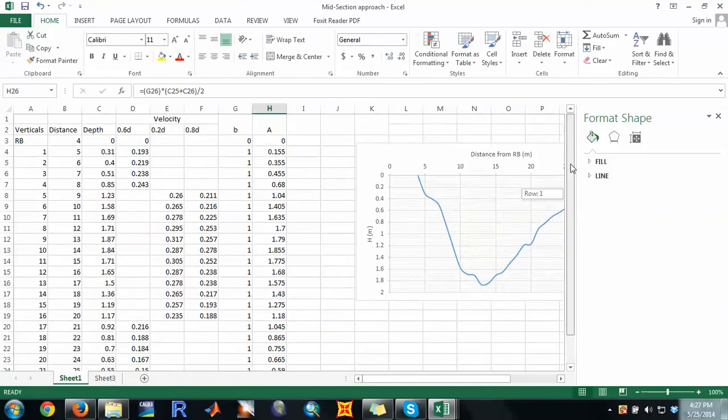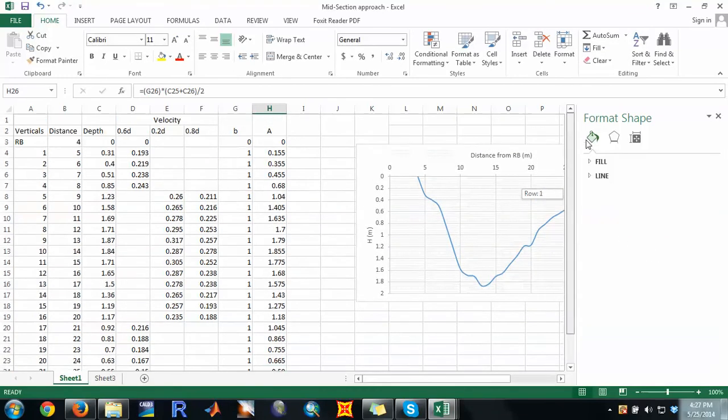So now we can calculate the volume, sorry, the average velocity V in meter per second. And the area is in meter square. Okay.